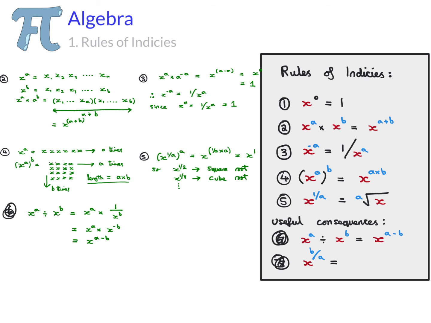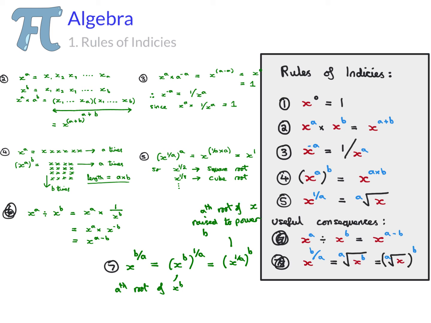If we had x to the power of some fraction with numerator not equal to 1, let's say b over a, this rule would let us split up the fraction into x to the power of b all to the power of 1 over a, or the eighth root of x to the power of b, or x to the power of 1 over a all to the power of b. The eighth root of x raised to the power of b.